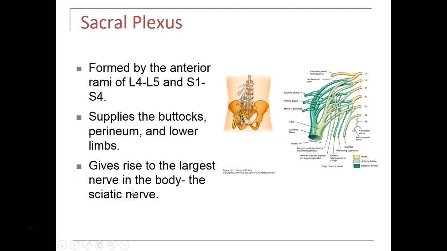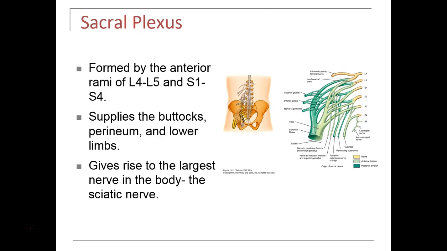The sacral plexus is formed from L4 to L5 and sacral 1 through 4. So I want you to know which nerves supply each plexus. That's why I wrote this at the top of each one of those slides. So the sacral plexus supplies the muscles in the buttocks and the structures in the perineum. The perineum is the bottom part of the groin area in the middle. The medial aspect of it is called the perineum, and then it also has branches that go to your lower legs.